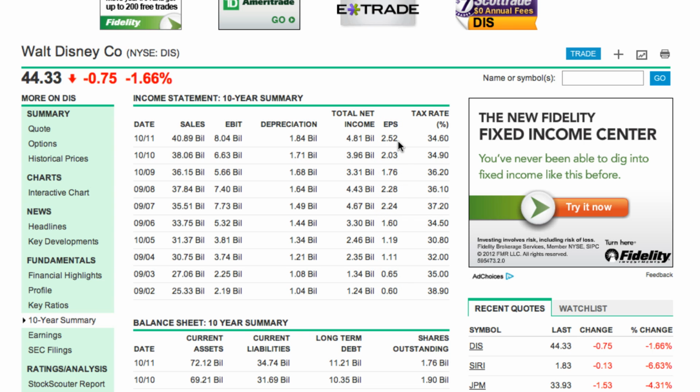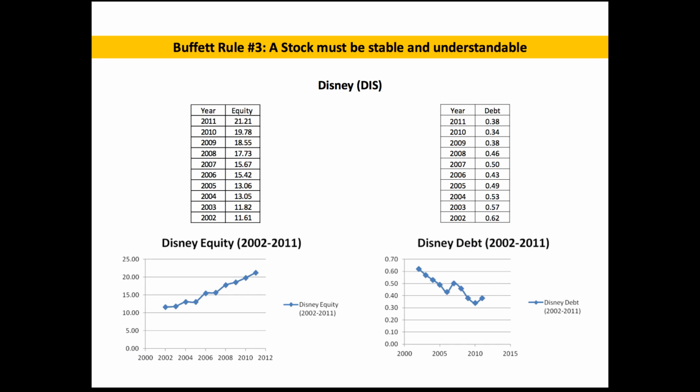But at a minimum, if the earnings are consistent, let's say it was $2.50 for all 10 years, that's wonderful. When you see it growing, even better. So let's go ahead and put all these numbers on a chart so we can graphically see what those numbers are doing. Okay, so on the left we have the equity for Disney, and you can see that is a nice linear graph over the last 10 years, and you can see how they're growing that equity.